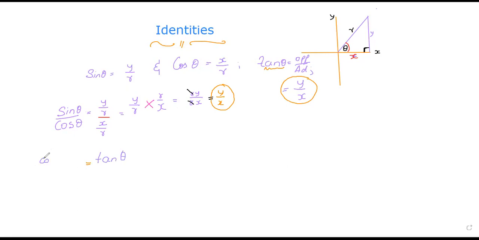Therefore, the sine of theta divided by the cos of theta gives you a tangent. That's identity number one that you should know. And I've given you the proof thereof. We are going to have a look at the second identity.